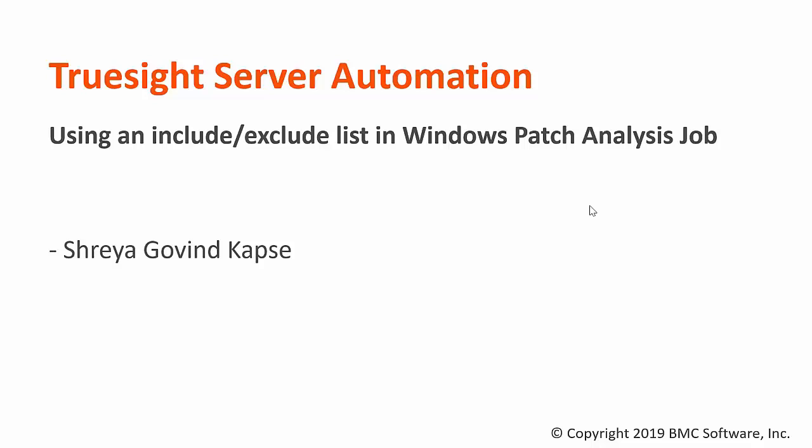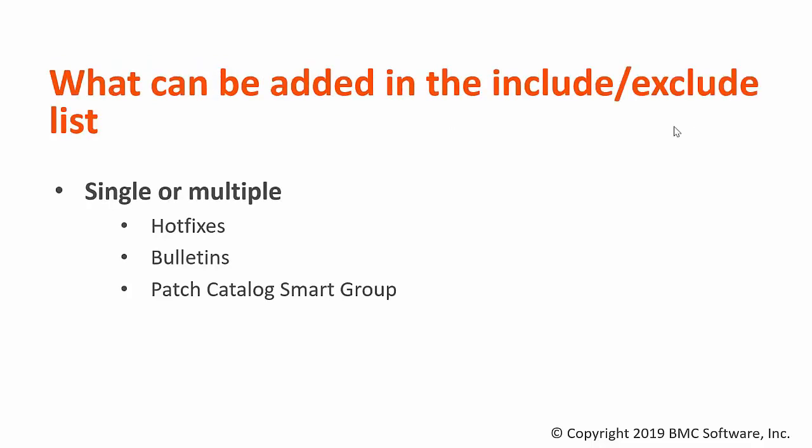In this video, I will walk you through the steps involved in using an include-exclude list in a Windows patch analysis job. Before we proceed, let's see what can be added in an include-exclude list. You can add a single or multiple hotfixes, bulletins, or a patch catalog smart group to the include-exclude list.